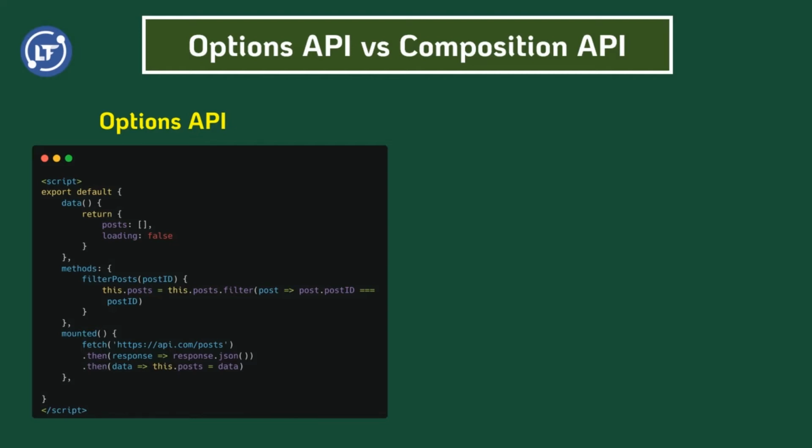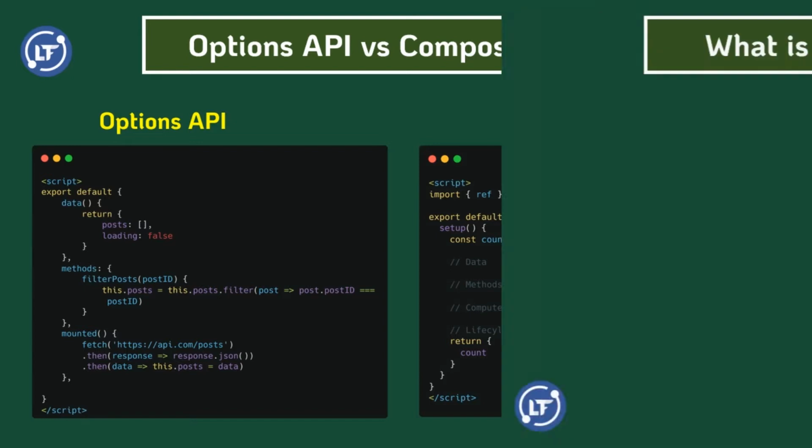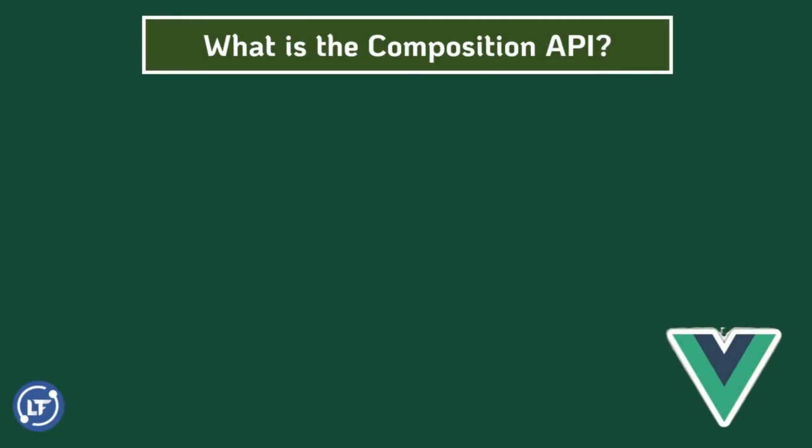Now, we also have another way of building our Vue apps and writing our Vue components, which is called the composition API. And this essentially looks like this. Inside of our script, we have a setup function or a setup hook which can contain everything, such as our data, our methods, computed properties, and lifecycle hooks. But what exactly is the composition API?